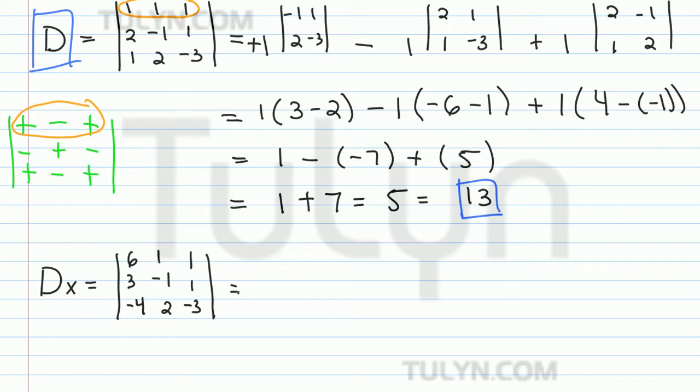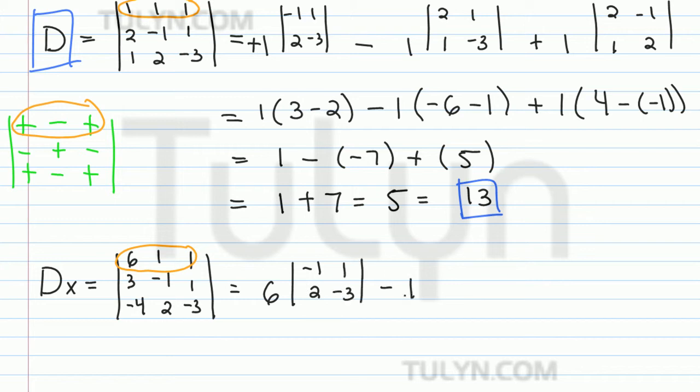So, let's do expansion by minors again. I'm going to pick the first row, again, because there are no negative numbers. But, you know, expansion of minors or cofactor expansion, as it's sometimes called, you can pick any row you want. You don't have to be restricted to the first row, or you can also pick any column you want. So we're going to write the element along with its minor. So 6, negative 1, 2, 1, negative 3.